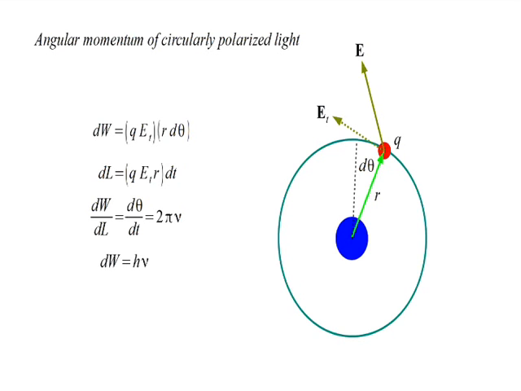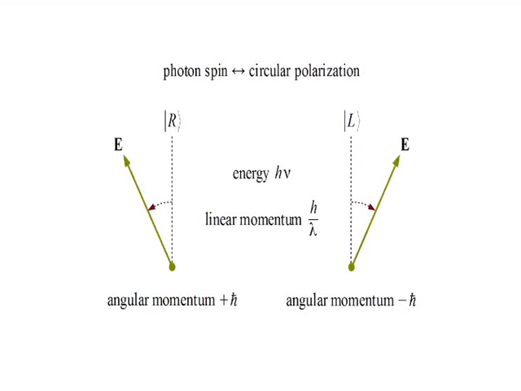We know that a photon's energy is hν, so the angular momentum is hν over 2πν, which equals h over 2π, which we denote by h bar. For left-handed light, we simply obtain the negative of this. So the quantum mechanical concept of photon spin corresponds to the classical concept of circular polarization.